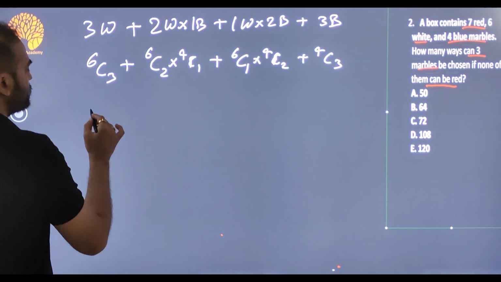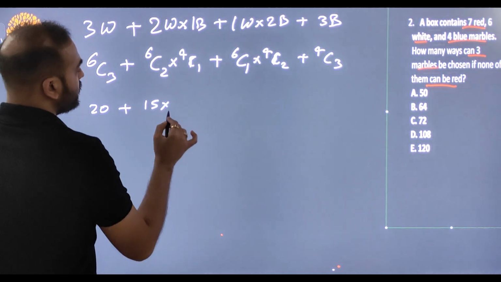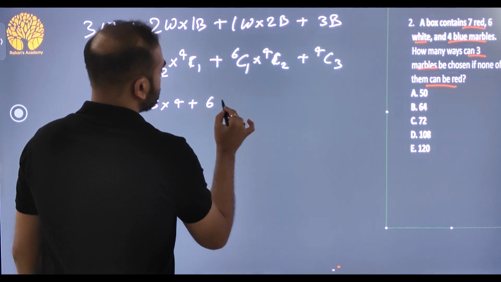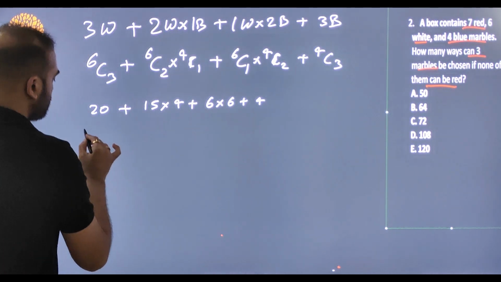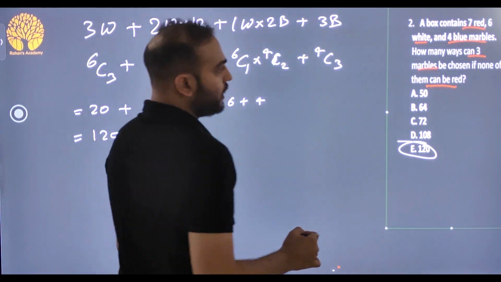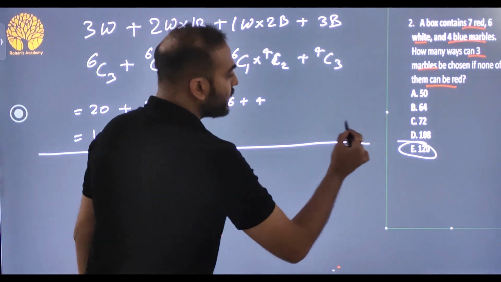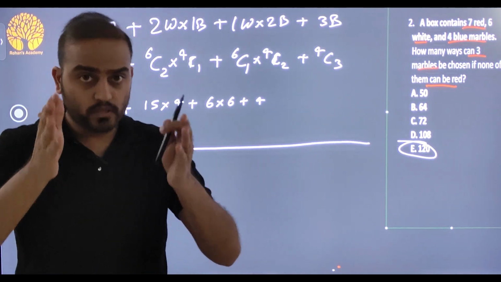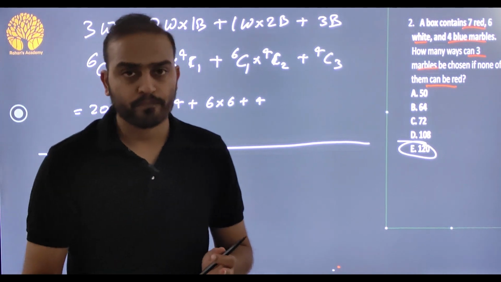Okay, if I solve this, that's 20 plus 15 times 4 plus 60, 6 times 6 plus 4. Solve that, that is 120. Okay, that is 120. Now this is one way to think about it. Again, as I said, this topic is all about thinking, right? You can solve it or make it easy for yourself just by thinking.